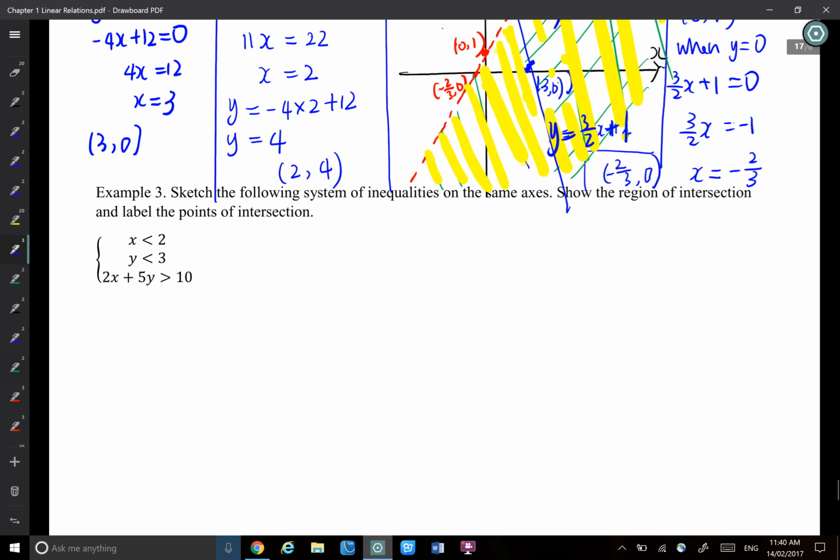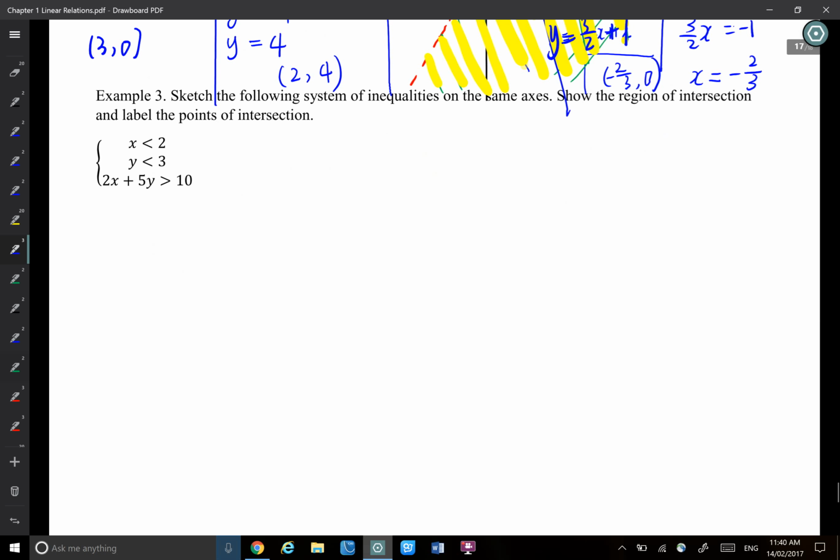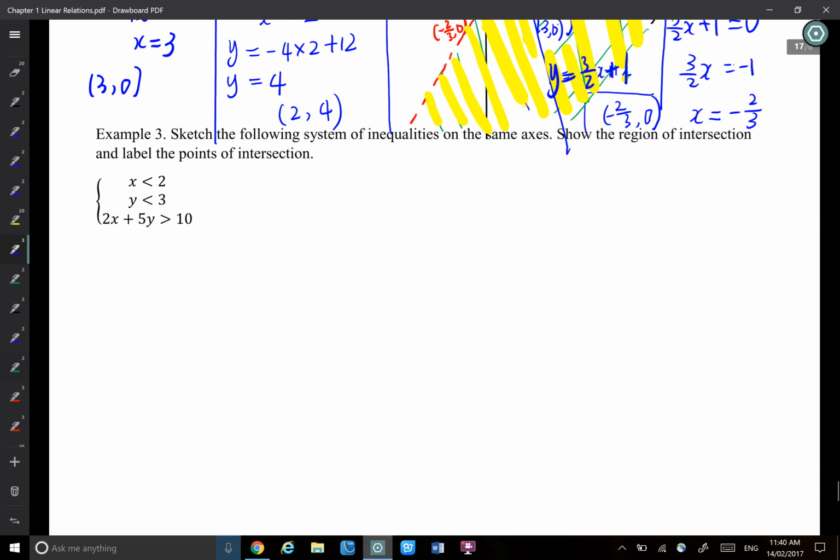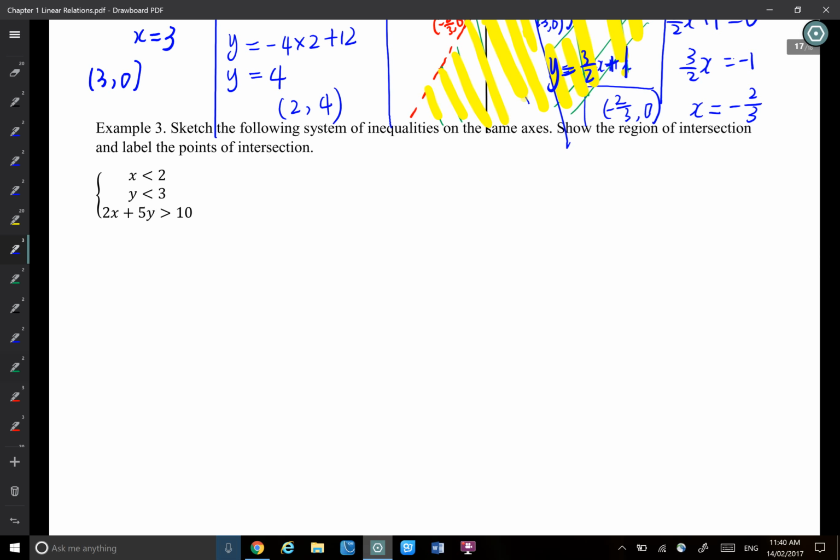Okay, that's example 2. Let's see example 3. So what is example 3? Example 3 says sketch the following system of inequalities on the same set of axes, show the region of intersection, and label the points of intersection. Okay, so now you have 3. Remember, if you have 3 inequalities, very likely to have a triangle shaded.